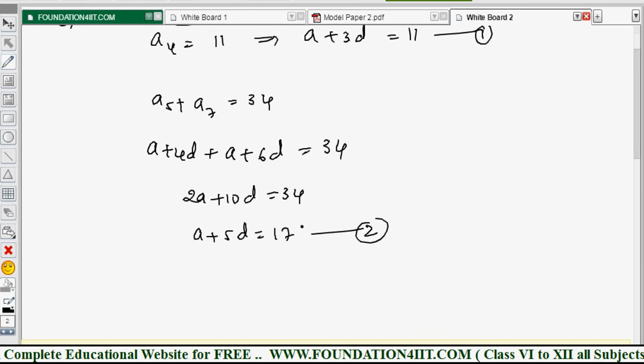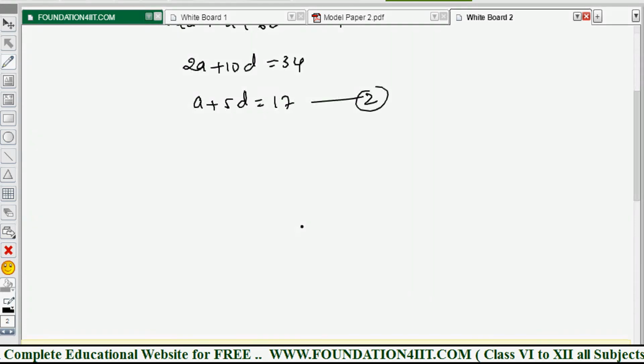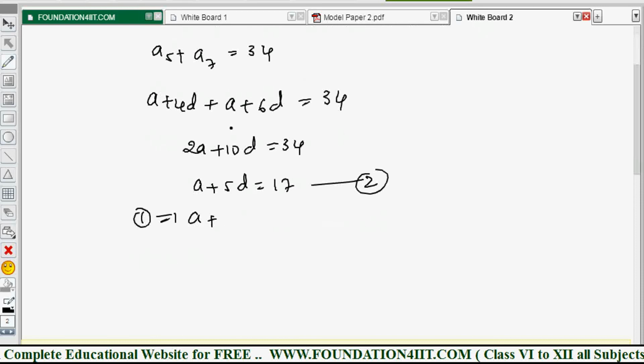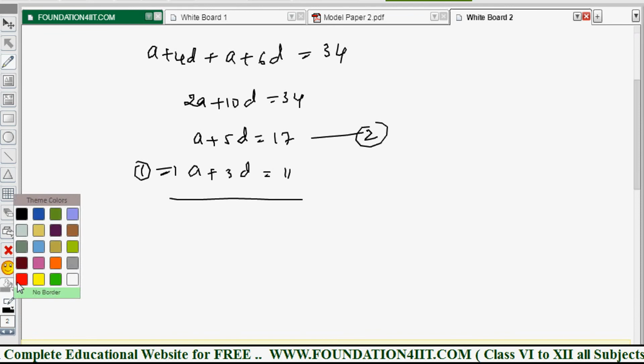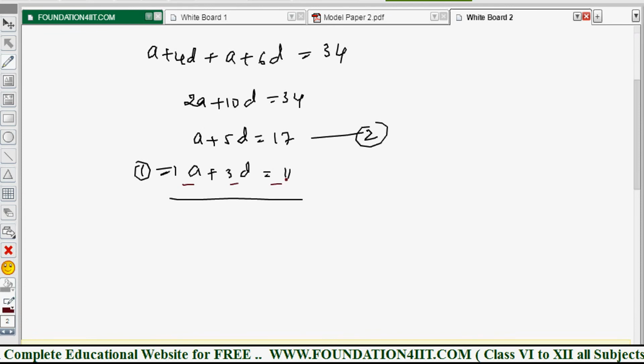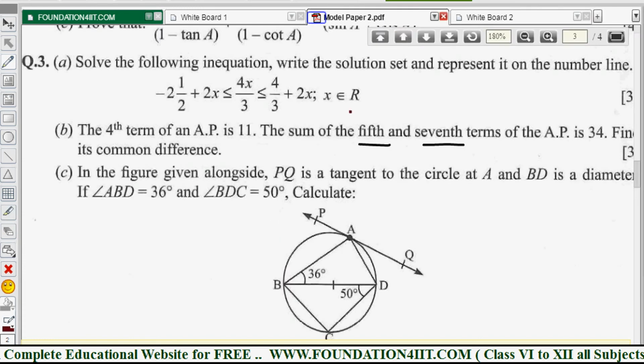A plus 3D is 11 and A plus 5D is 17. By solving both, the first equation is A plus 3D equals 11. Subtracting, change the sign, and 2D is equal to 17 minus 11, which is 6, so D is equal to 3. So the common difference is 3. Simple question. And next one is geometry.